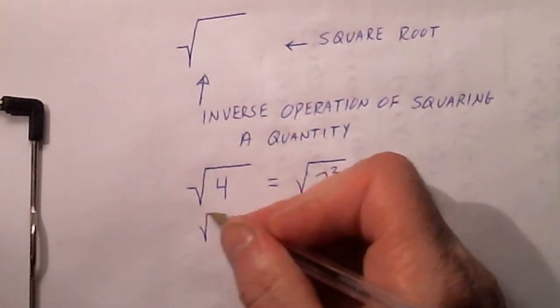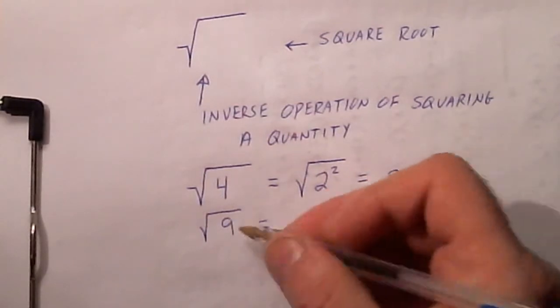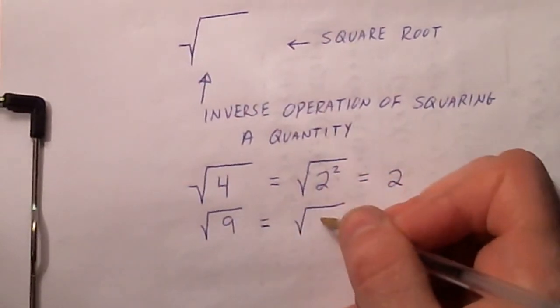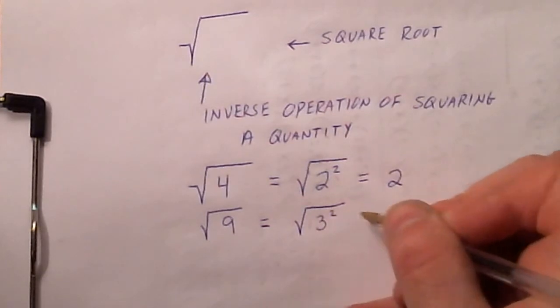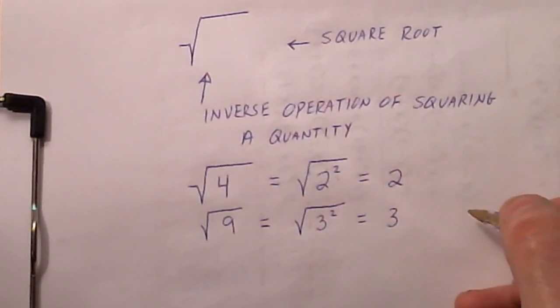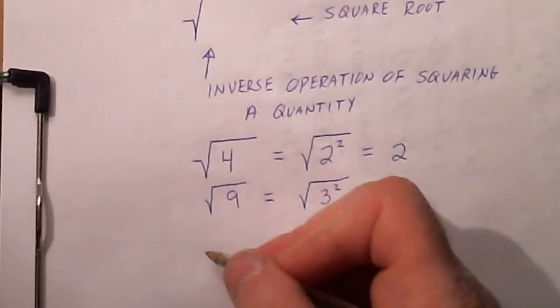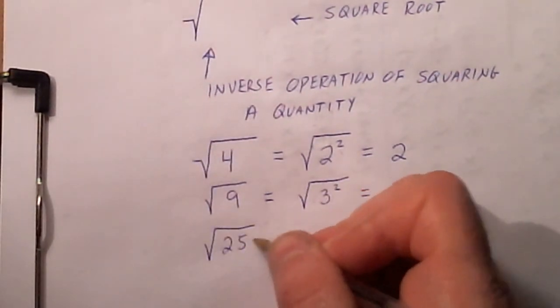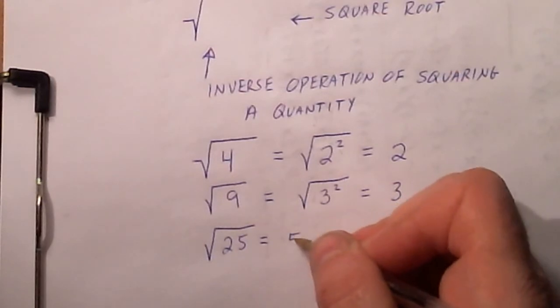Let's try another one. The square root of 9. Well, 9 is the perfect square of 3. So the square root of 9 is really the square root of 3 squared, which really simplifies down to just 3. Square root of 25 is going to be just 5.